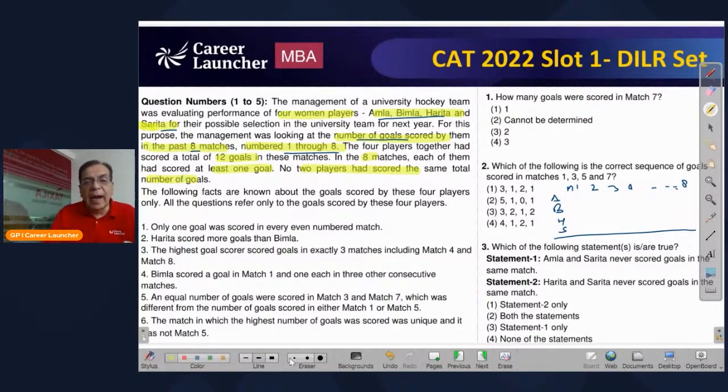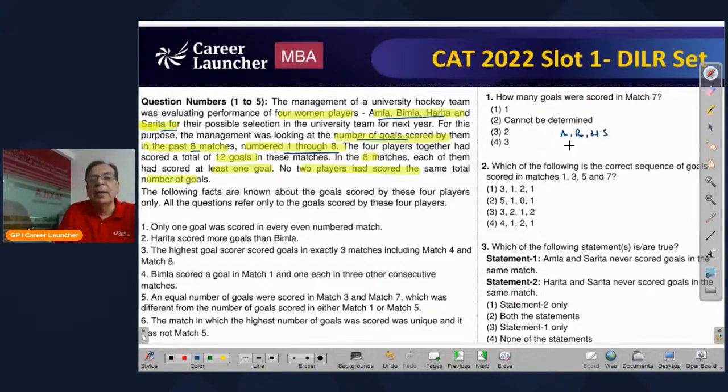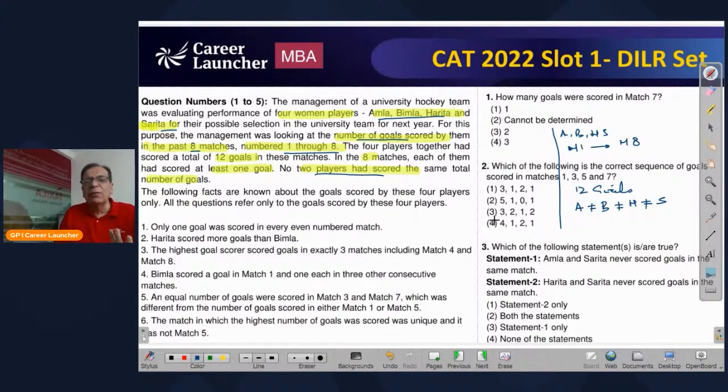Well, the information which I've had so far is, let me just write it down in one corner. So the information we have is 4 players A, B, H, S. They have participated in 8 hockey matches, match 1 to match 8. And the other thing we have been given is that together they have scored 12 goals. Between these 4 players, 12 goals have been scored, and the number of goals scored by each one of them is different. No 2 players scored the same total number of goals. And we are clear what kind of a structure we need to create.